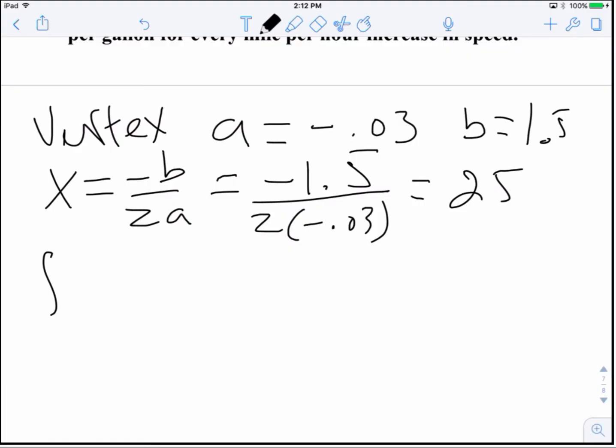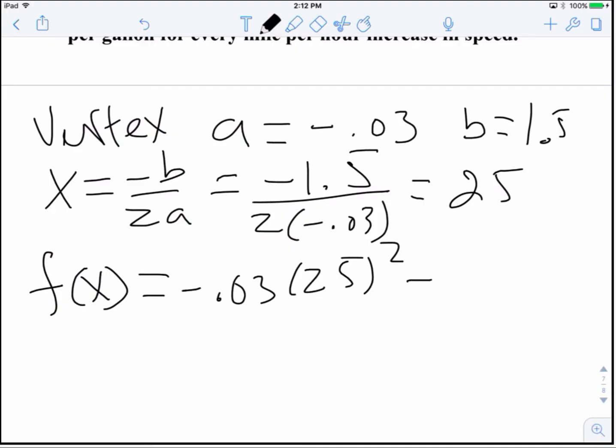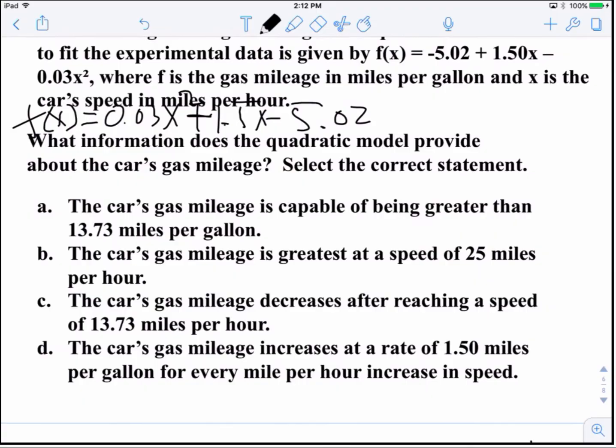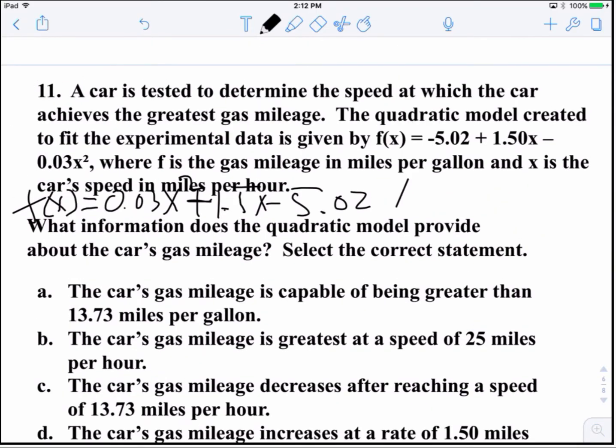So then to find the maximum gas mileage, f of x equals negative 0.03 times 25 squared plus 1.5 times 25 minus 5.02, so the answer comes out to be 13.75. Okay, so then based on this information, we can go back and answer our question, right? So we say that our vertex x equals 25 and the function is equal to 13.75.